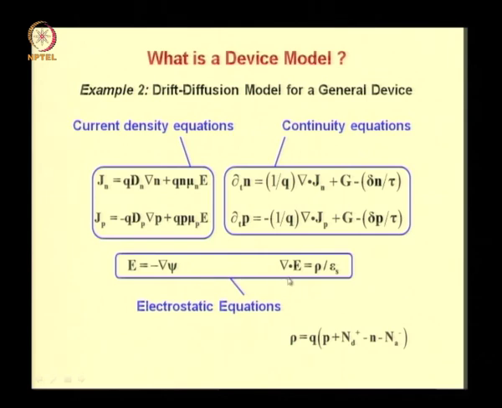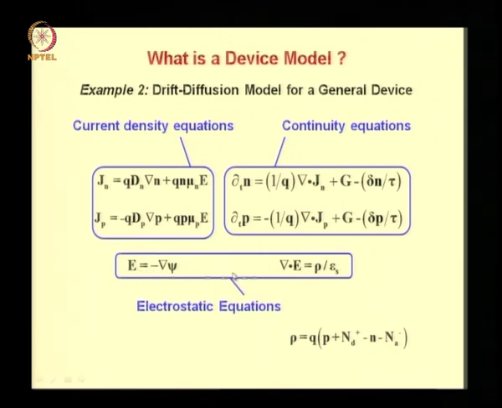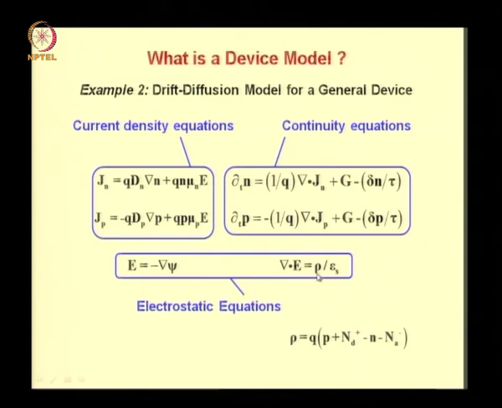These 2 are the electrostatic equations. E is equal to minus gradient of psi, and divergence of E is equal to rho by epsilon s. Rho is the space charge given by q times the whole concentration plus the concentration of ionized donors minus the electron concentration minus the concentration of ionized acceptors. Psi here is the potential.